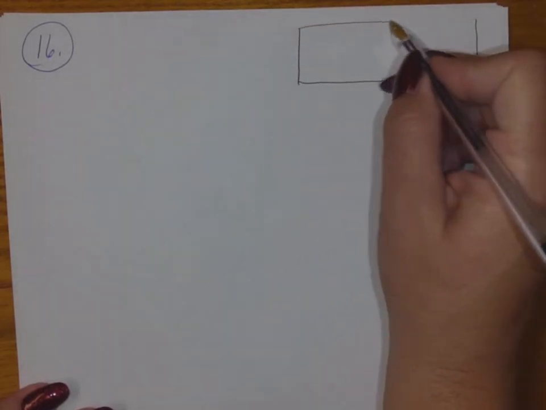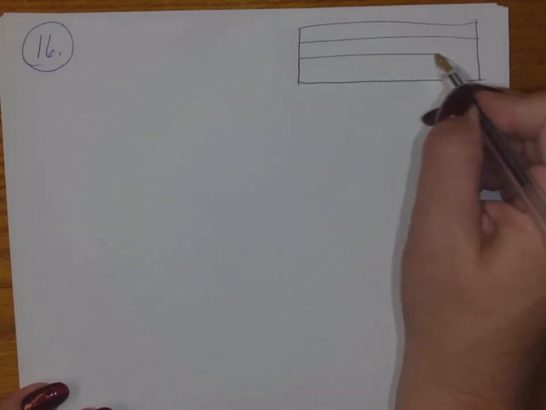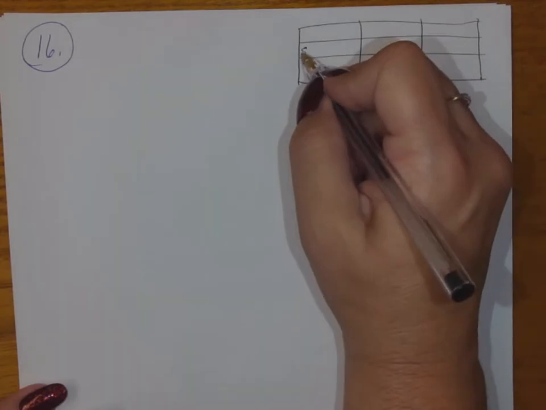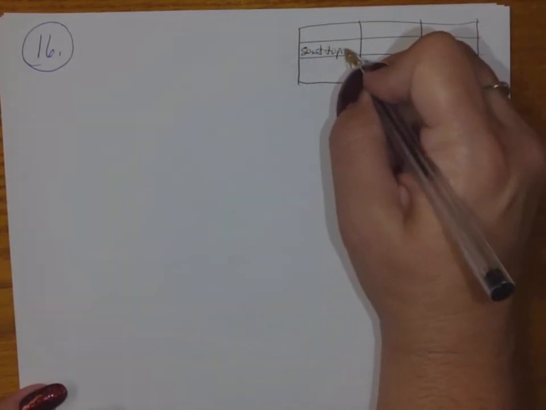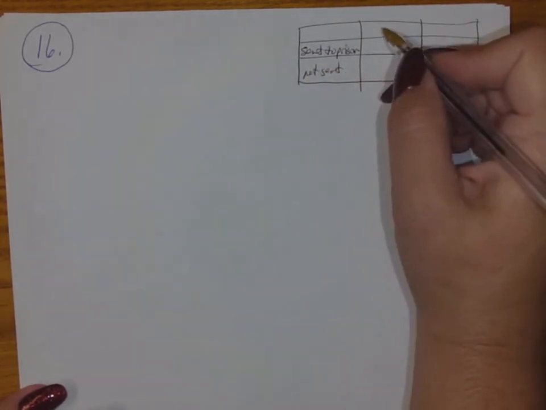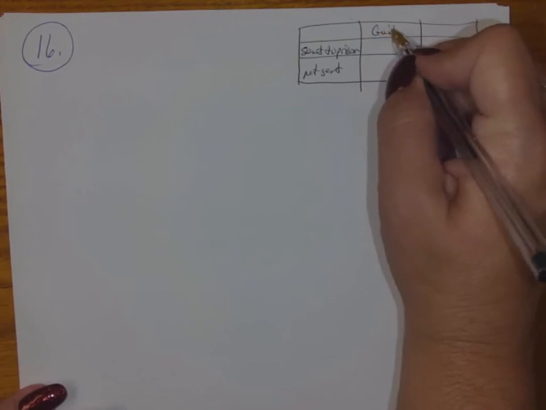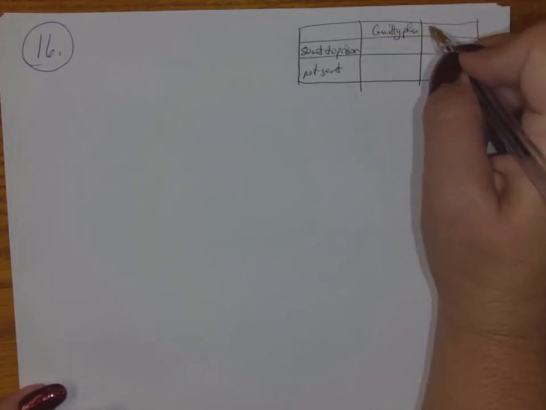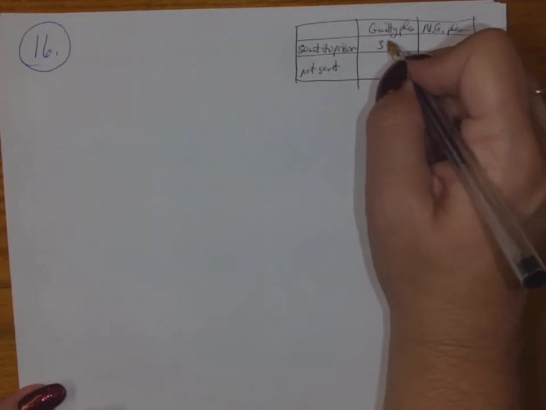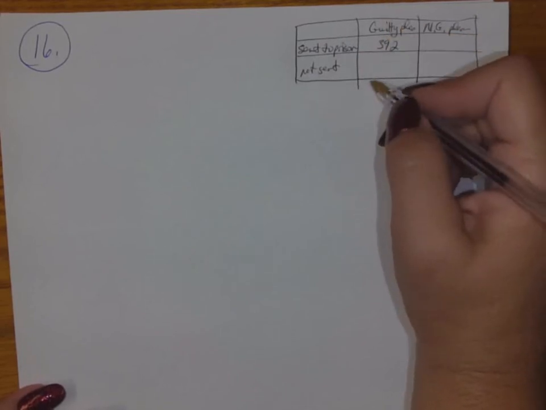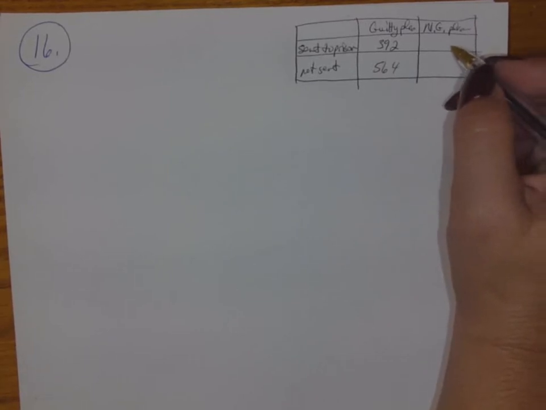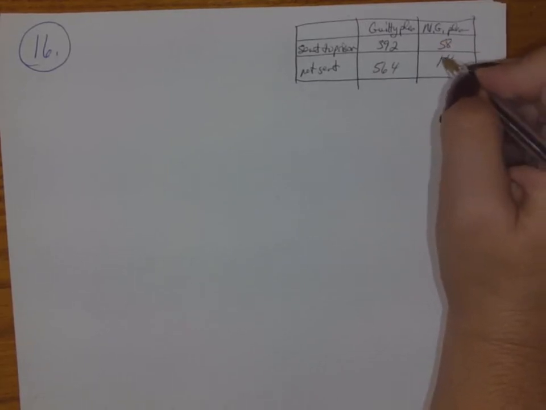Okay, and here's what it says. These in the top row are sent, or the middle, I guess I should say, sent to prison. The bottom is not sent to prison. Up here is guilty plea. This is not guilty plea. And my numbers are 392 in this first column here, 564. And under not guilty, my numbers are 58 and 14.